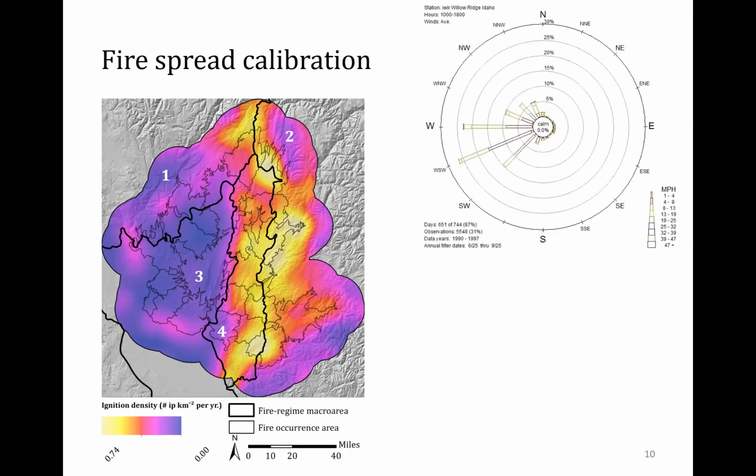Regarding weather conditions, in the wind roses we can see that in this study area the dominant winds come from the southwest or west-southwest. And just to show you the plot, the comparison between the actual and modeled fires, to see that we are really replicating the historic distribution and obtaining realistic burn patterns on the landscape.